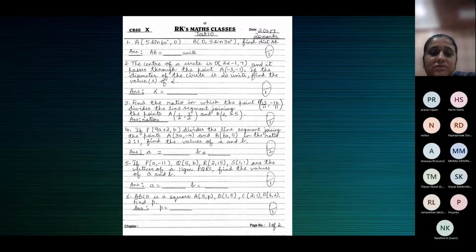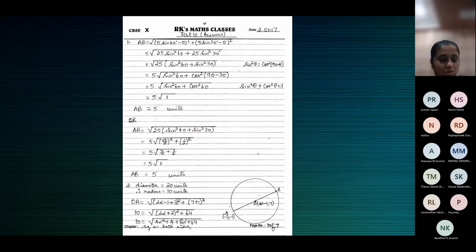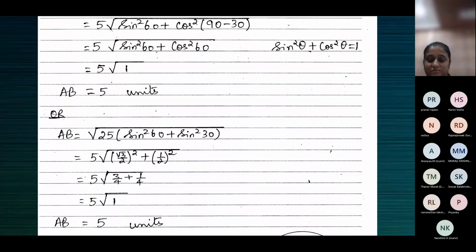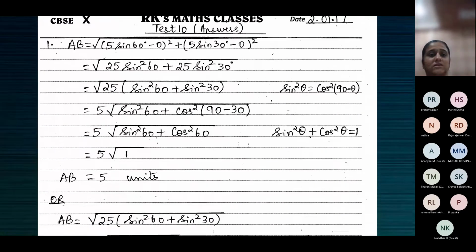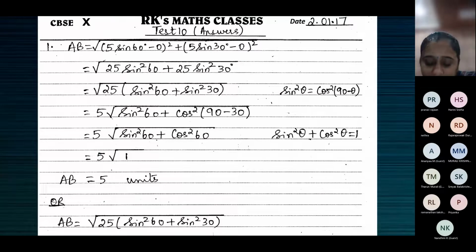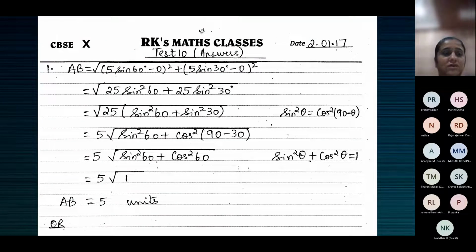Yeah, you can see the answer here. Don't see the second one. When I zoom in, I cannot annotate, children. So see here. Distance formula: root of the difference between the x coordinates, the whole square, plus the difference between the y coordinates, the whole square.